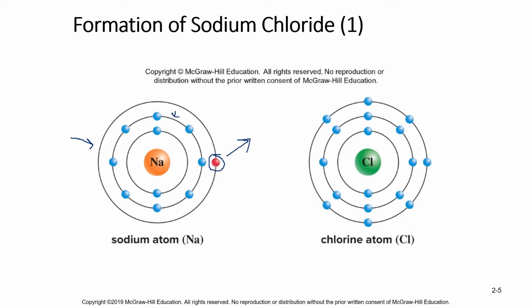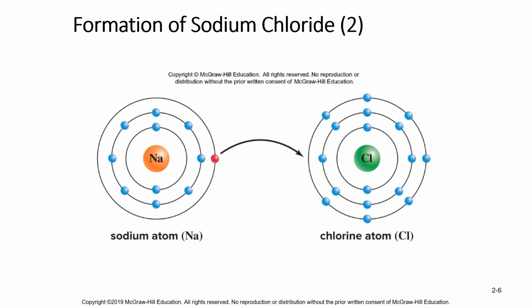Chlorine, on the other hand, is also in period 3, so it has 3 shells, but it's in group 7, so it's so close to that octet rule. It's so close to having a complete valence shell. It just needs 1 electron to complete its valence shell. So it will often take an electron from sodium, like so.